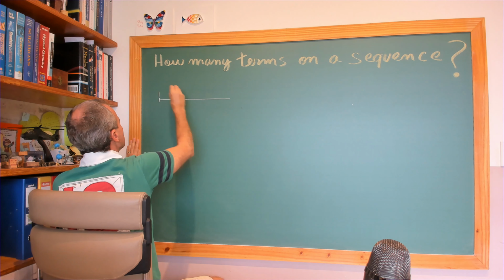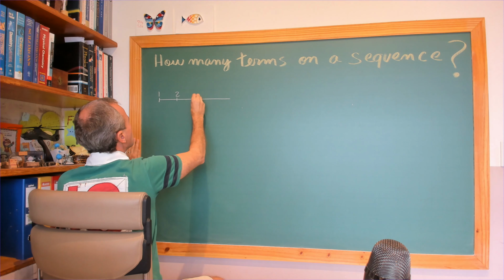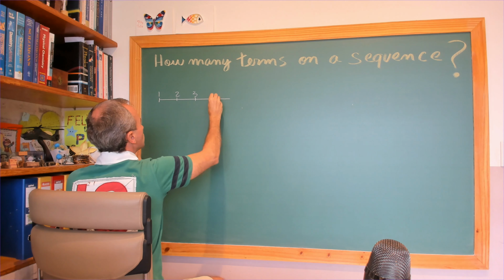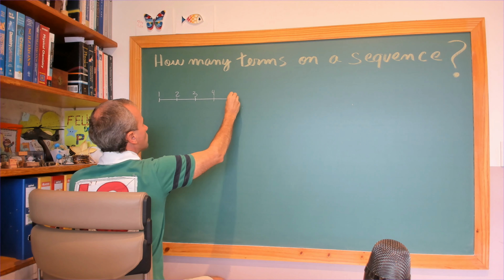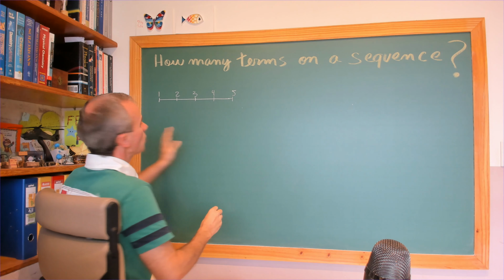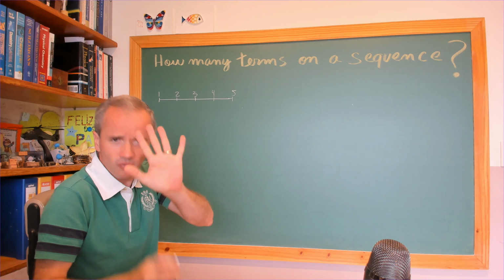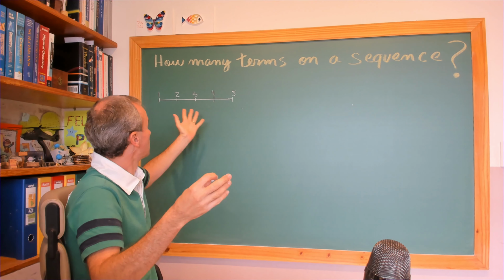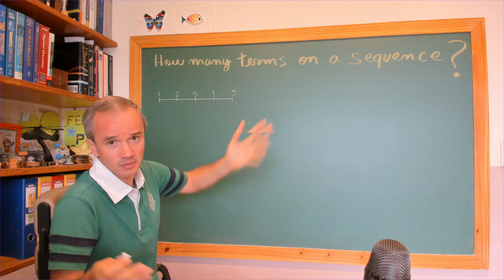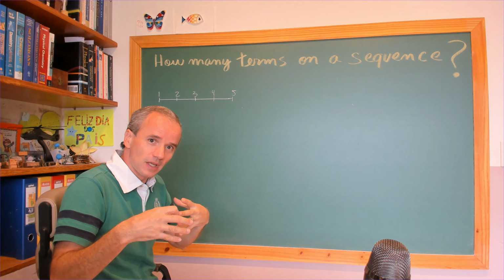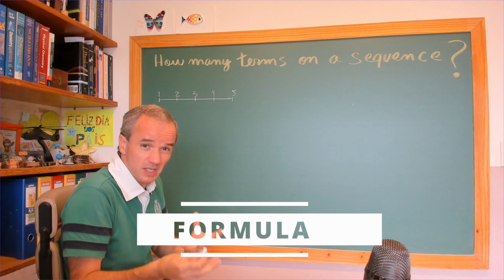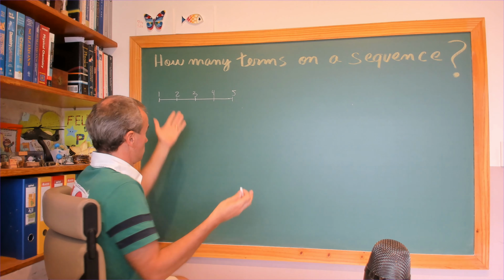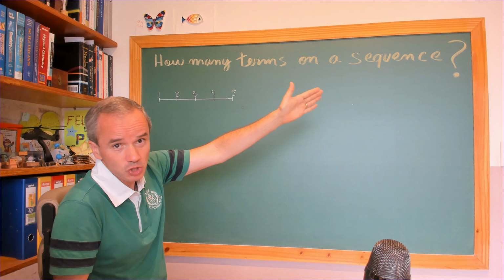So we have 1, 2, 3, 4, 5. From 1 to 5. The numbers are 1, 2, 3, 4, 5. Something very simple. How many terms are in here? Yes, clearly there are 5 terms. I know, but let's try to find a formula, something you can actually understand, to solve something much more complicated.